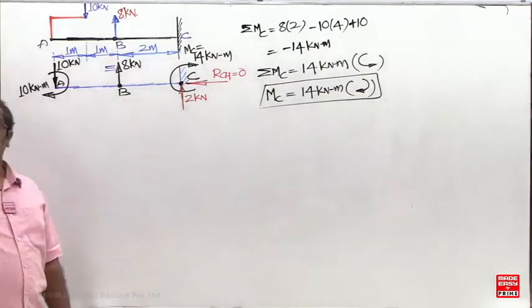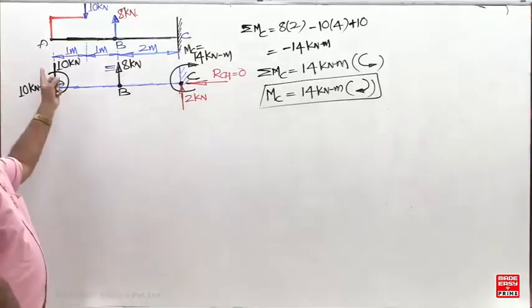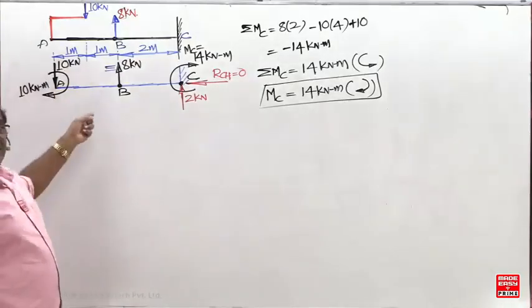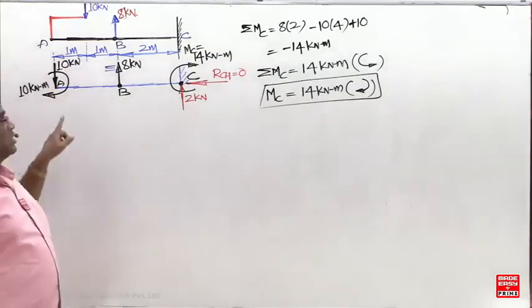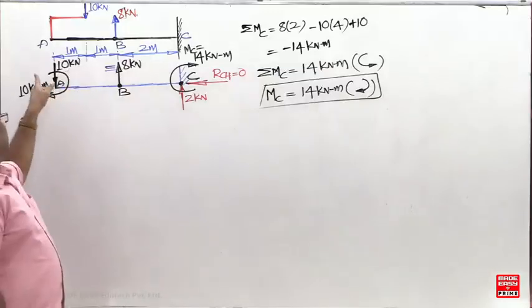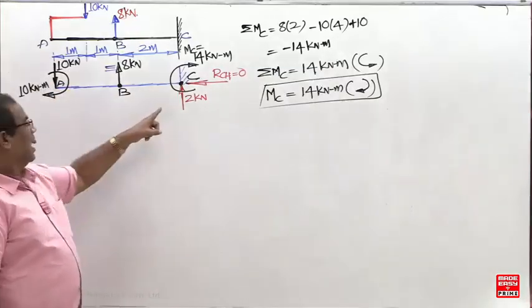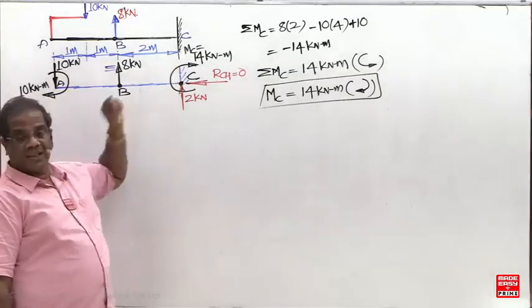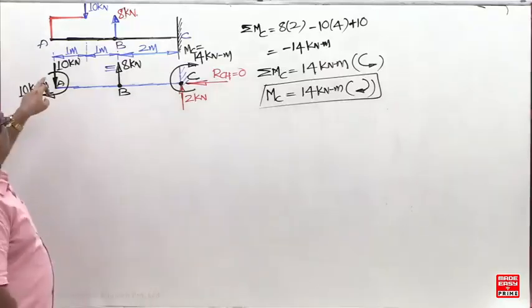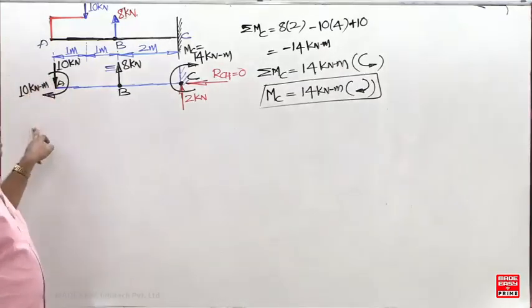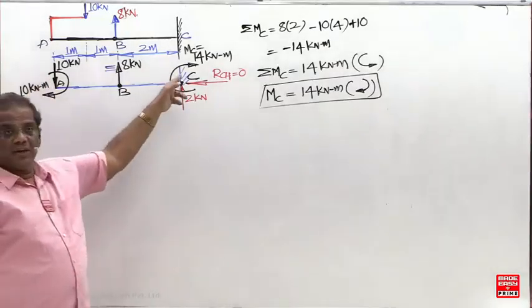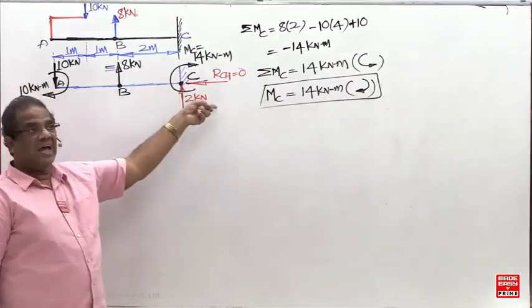Now, will point of contraflexure exist or not? Is the bending moment positive or negative? At A, what is the shear force? Minus 10. Bending moment is going to be plus 10. At C, what is the shear force? Minus 2. Here shear force is negative, bending moment is positive. And here once again shear force is negative, bending moment is also negative.